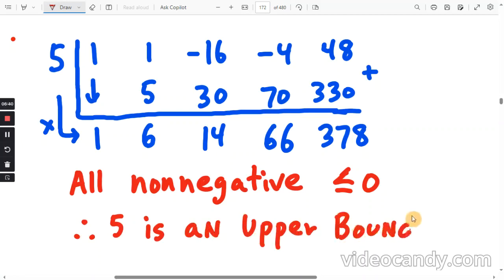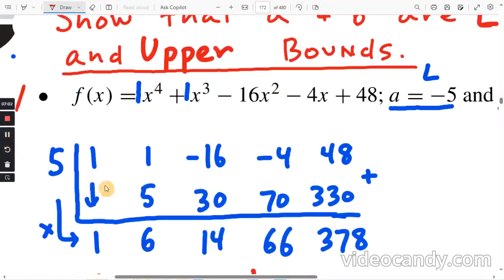And I think I drew my inequality wrong. I wrote it less than or equal to 0. No, that's incorrect. Okay, non-negative means they are greater than or equal to 0. All right, so in other words, 0 or positive. All right, now I'm going to erase this, and we will try the lower bounds with negative 5.